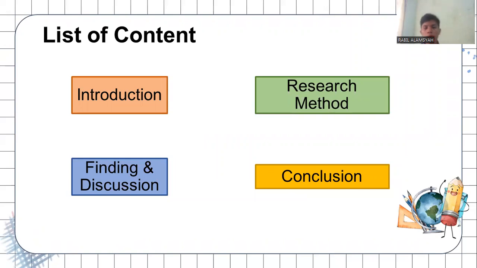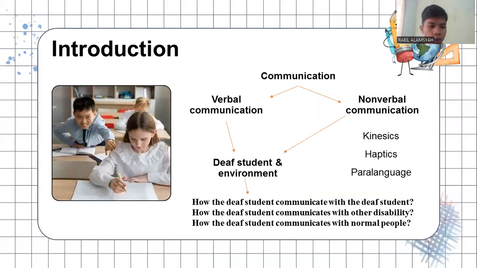First of all, let's see the introductions. As I mentioned here, communications. Communication is the process of sending and receiving messages or information between two or more people, so that it can be understood easily. Communication is a systemic process in which people interact with and through symbols to create and interpret meaning.